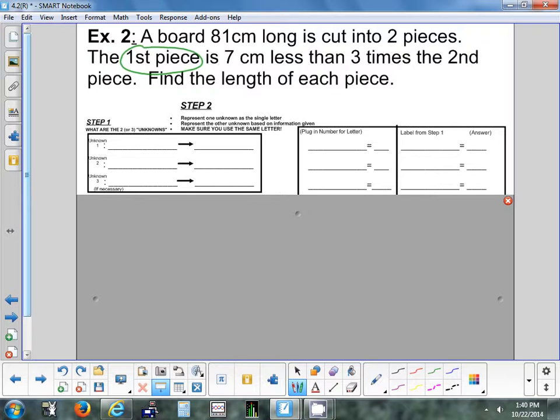first piece, second piece. Or it could be board 1, board 2. Whatever you want to do is fine. So we get first piece, second piece. Now, Victoria, which one will be the single variable?